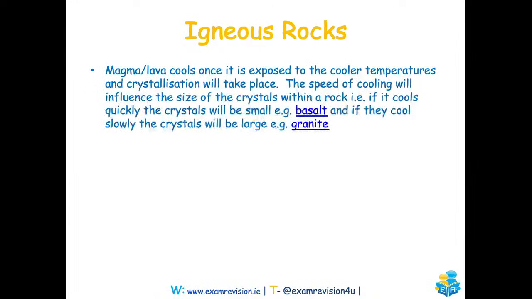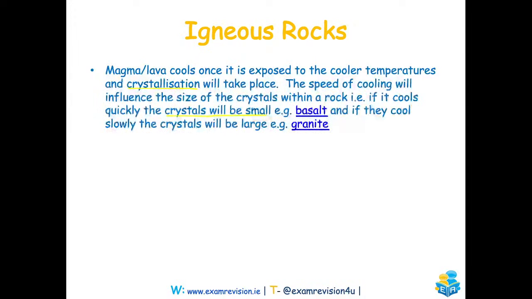Magma or lava cools once it's exposed to the cooler temperatures, and crystallization will take place. The speed of the cooling will influence the size of the crystals within the rock. That basically means if it cools really quickly, the crystals will be small, because they don't have time for crystallization to happen. And the longer that crystallization has to take place, the bigger the crystals will be.